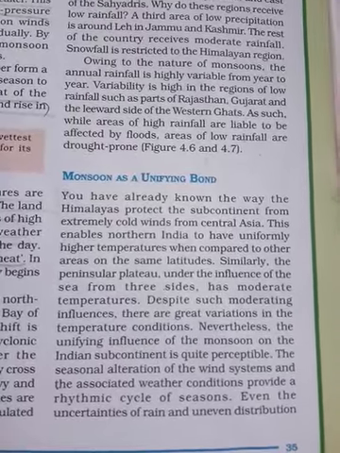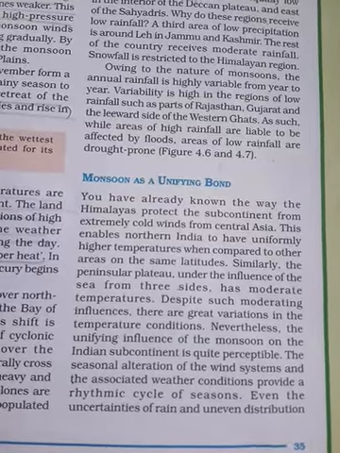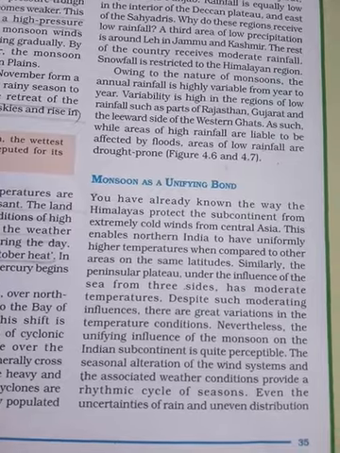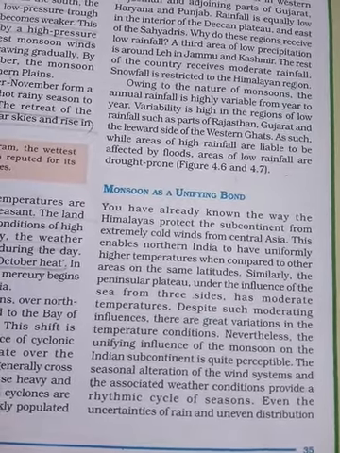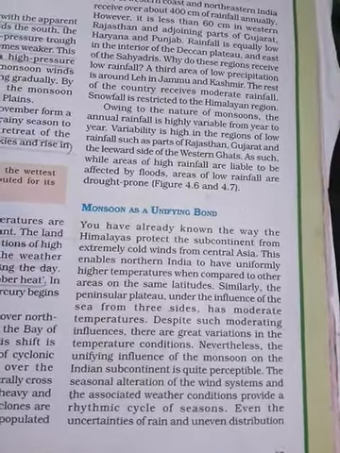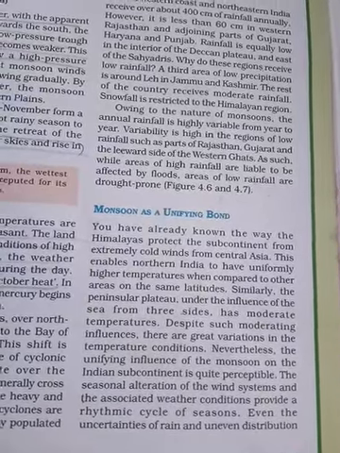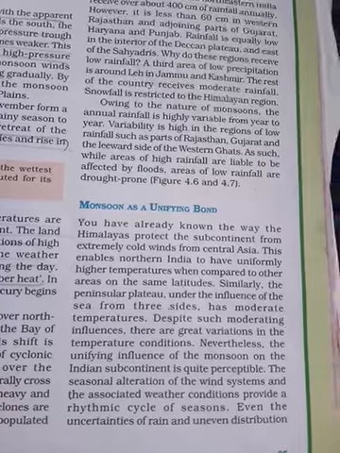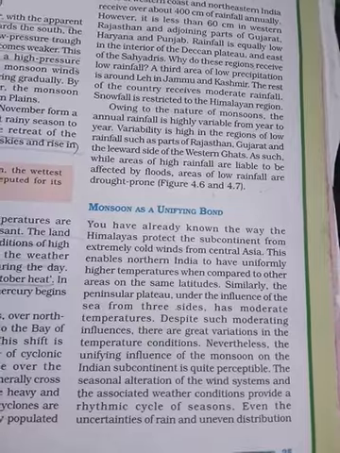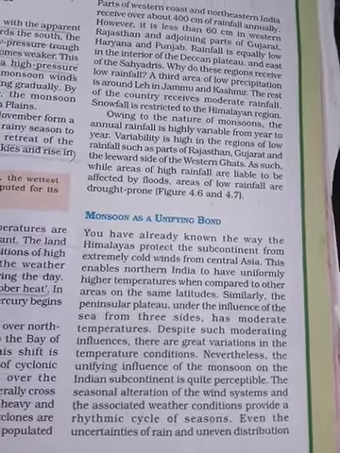Nevertheless, the unifying influence of the monsoon on the Indian subcontinent is quite perceptible. The seasonal alteration of the wind system and the associated weather conditions provide the rhythmic cycles of seasons. So this is a continuing process, a continuous cycle. In the rainy season, summer, winter, the advancing monsoon and the retreating monsoon, these are all cyclic processes.